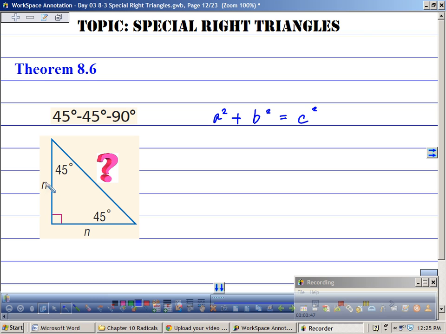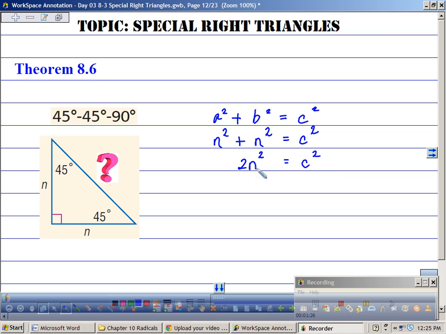So I know that this side has to be congruent with this side. So it doesn't matter which one's A and which one's B? No. So I'm just going to substitute in: if I have the side n and I square it, and add that to the other side n and I square it, I should be able to find the hypotenuse of this triangle. How many n squares do I have? I have 2 n squares.